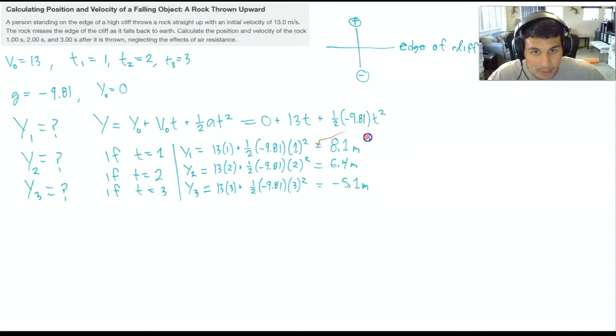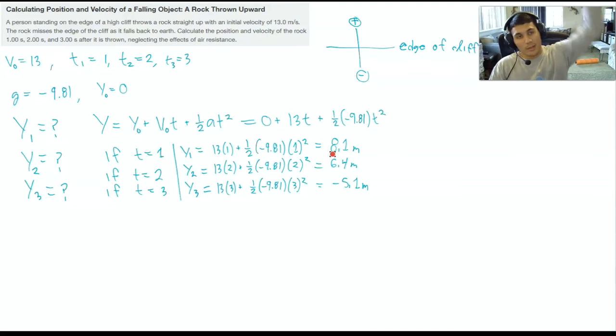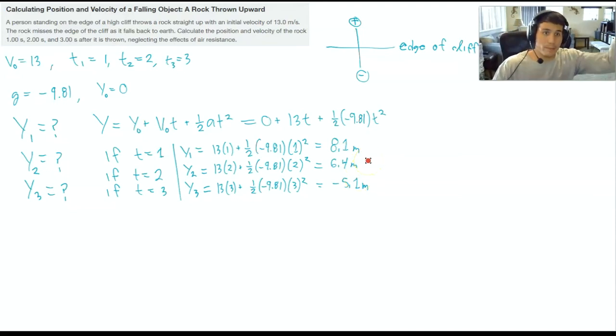Okay, so these are our final positions for y1, y2, and y3. Let's just talk about this. This means that after just 1 second of throwing the ball up, it was 8.1 meters above our head, right? Okay, that makes sense because it wasn't that much time, so it should still be up in the air.